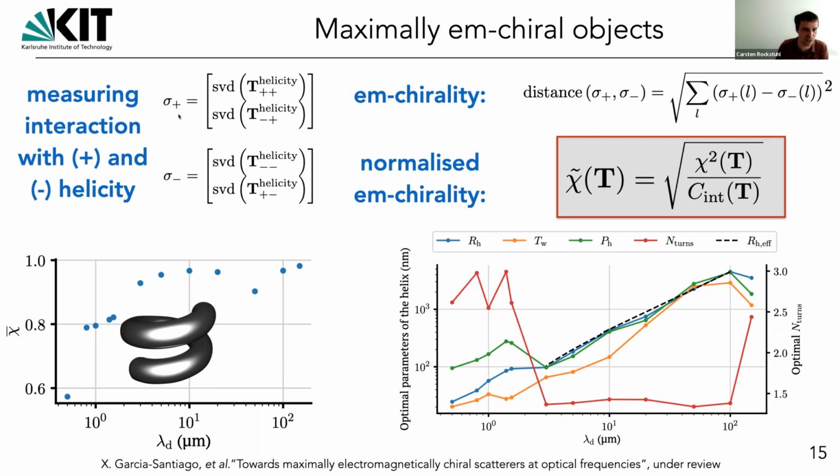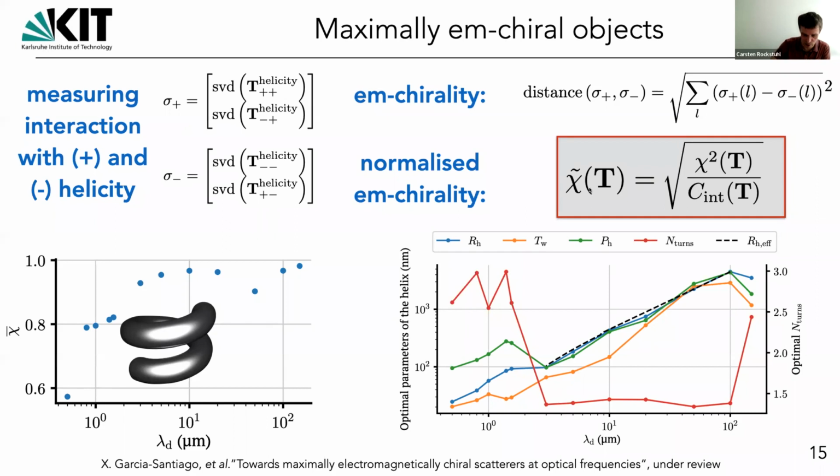Quantifying this is possible by means of the singular value decomposition of these T matrices, which encode the subspaces with plus helicity interaction and with minus helicity interaction. Then we take these vectors and simply introduce the electromagnetic chirality as the distance between these vectors, in a least square sense. And in order to get a normalized electromagnetic chirality that is bound between 0 and 1, we can normalize by what we call an interaction cross-section, which leads to an upper bounded value of the electromagnetic chirality.